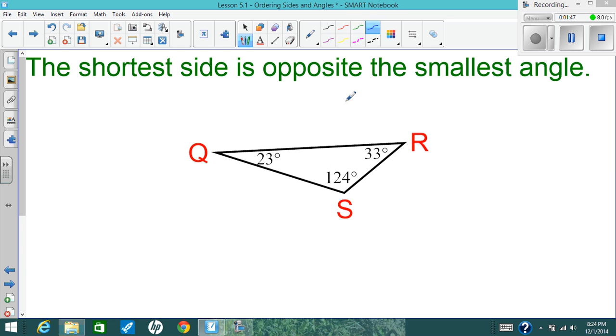So it might make sense that the shortest side is opposite the smallest angle. So before we found the biggest angle, here we can find the smallest angle. That's angle Q. The smallest side in this triangle is going to be across or opposite the smallest angle. So SR is the shortest side.